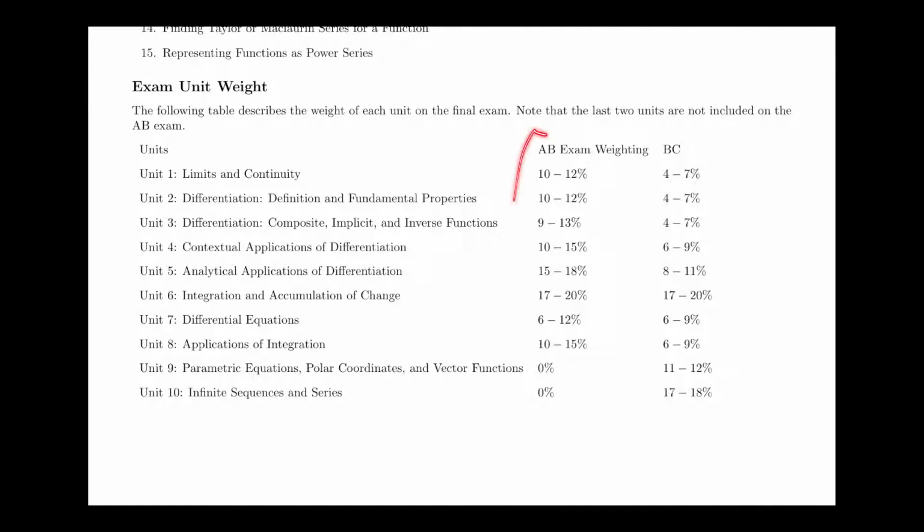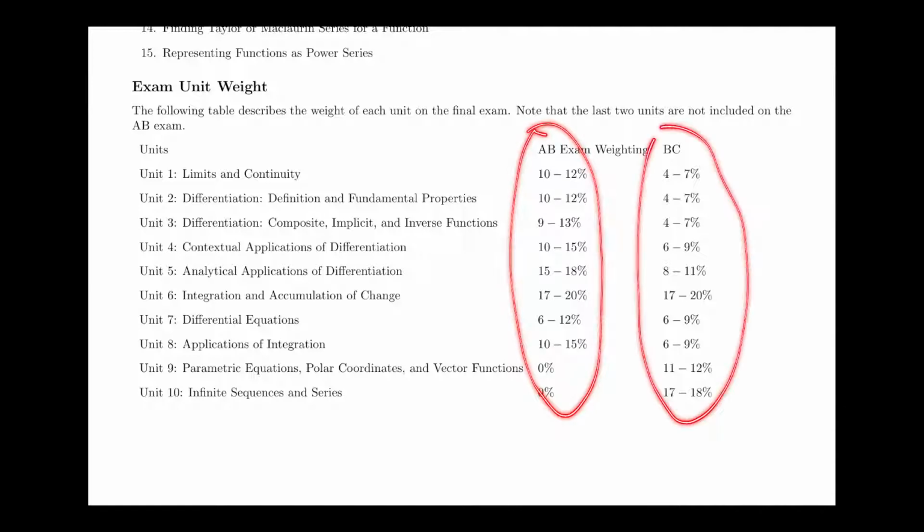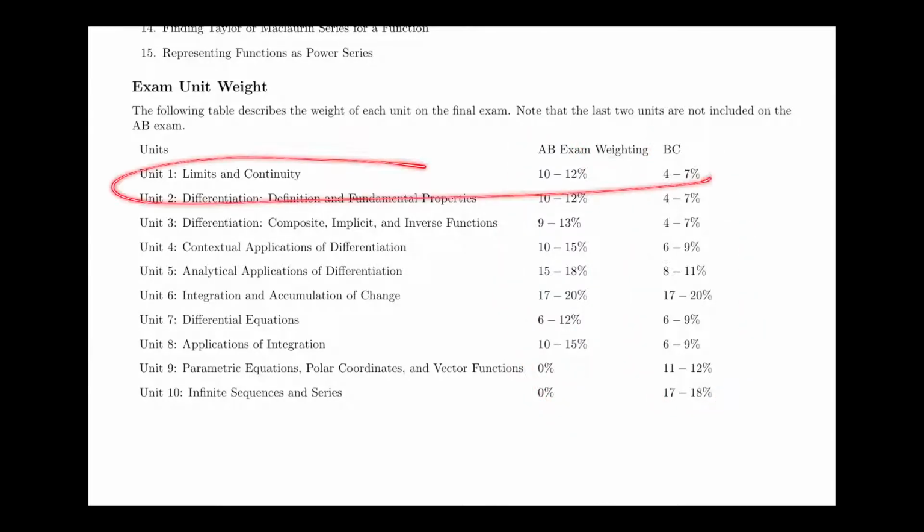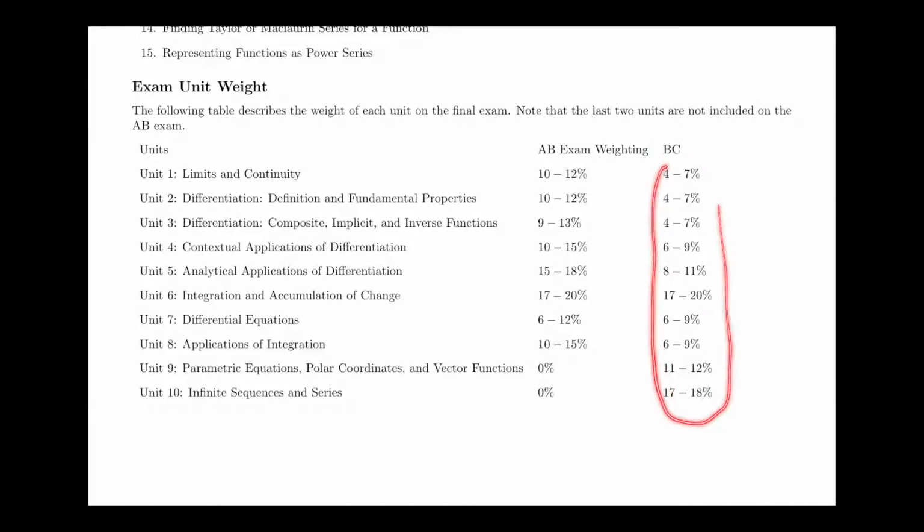So this is the AB exam, this is the BC exam, and this is each one of the units on the rows. So the last two, since they are not on the AB exam, have 0% weight. But this is just approximate numbers of what you can expect. So again, integration and accumulation of change, it's about 1/5 of the exam for both of them. So really, really big topic.